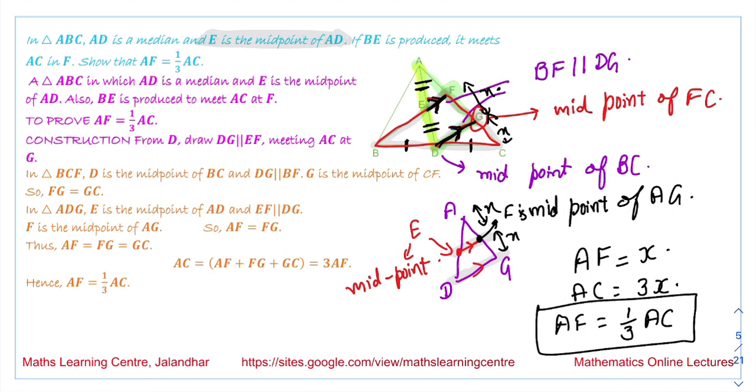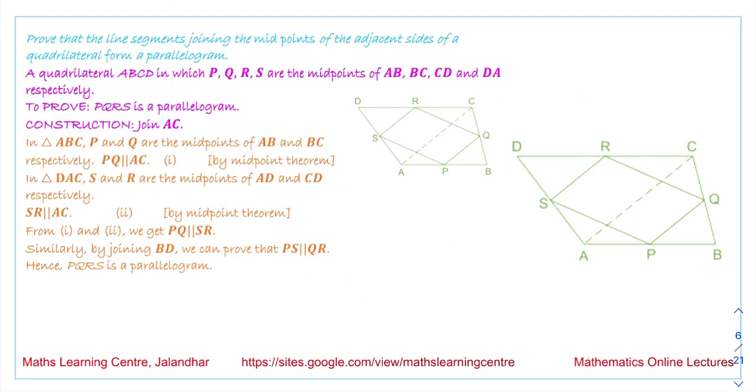Now the next question we have is, prove that the line segment joining the midpoints of the adjacent sides of a quadrilateral forms a parallelogram. So a quadrilateral ABCD is given to us, and P, Q, R and S are the midpoints of the sides AB, BC, CD and DA. We have to prove that PQRS is a parallelogram.